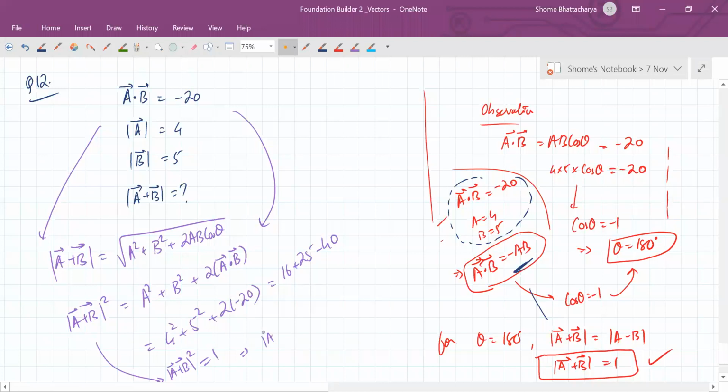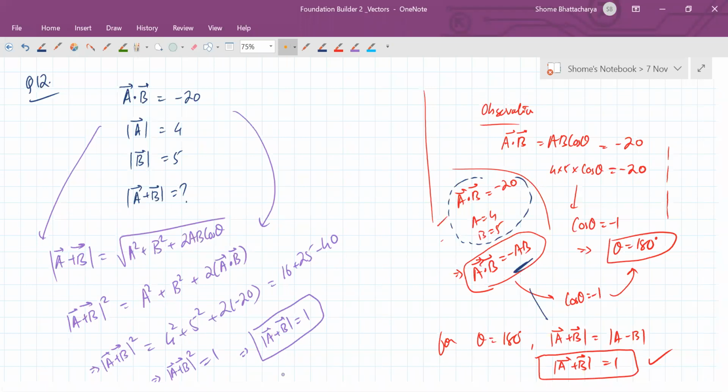Here we won't take plus minus 1. We'll just take 1 because it's a mod, it cannot be a negative quantity. But obviously, if you have observed this, then it makes life a lot simpler. You don't have to solve so much. So keeping your eyes open while solving a question is very important. Just blindly using the formula sometimes wastes a lot of time.